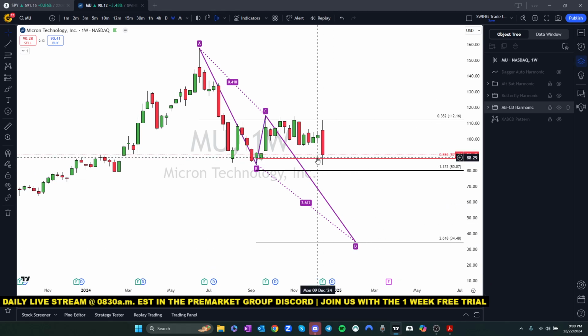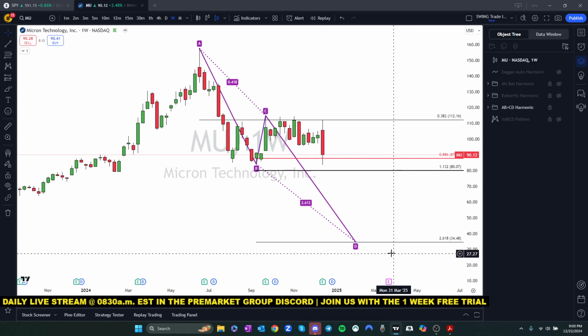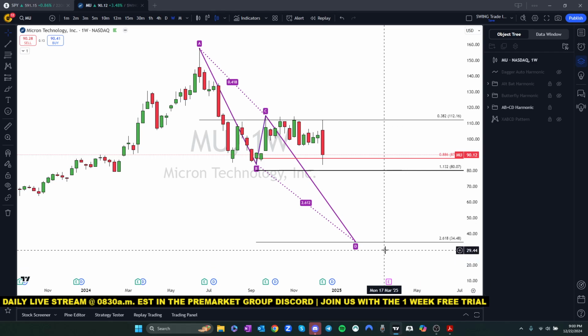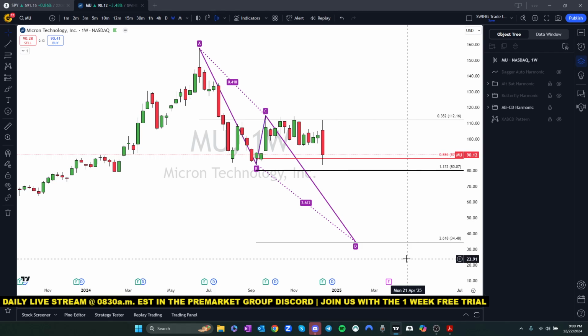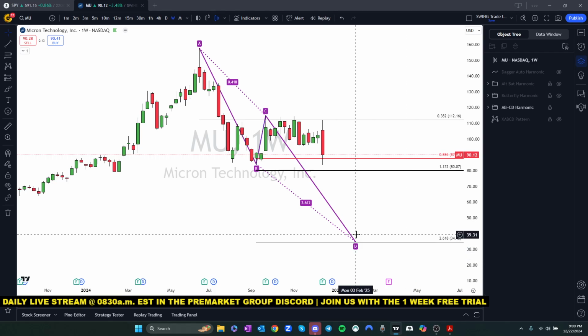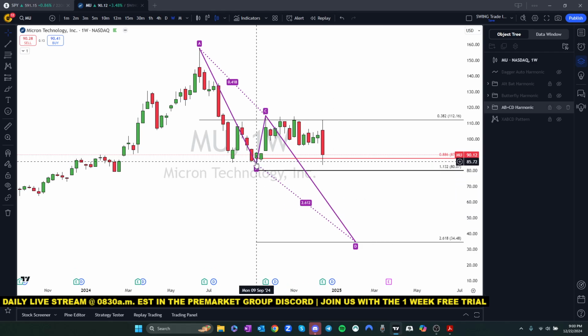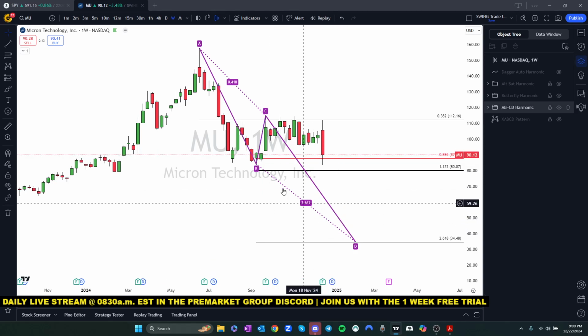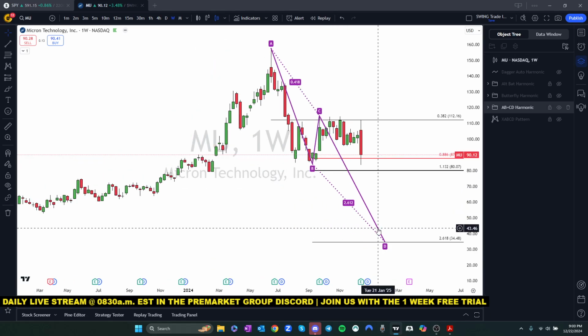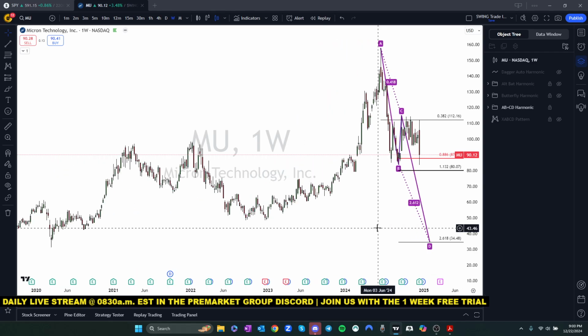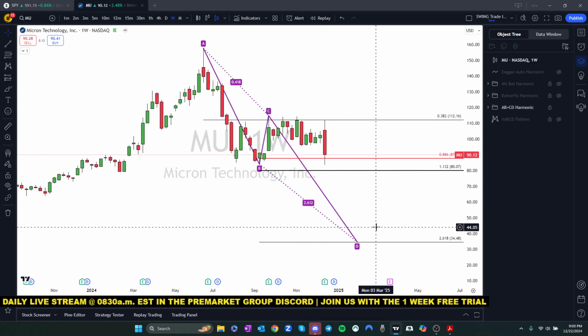So we're trading at $90, and I know it sounds crazy, but this projection's down at 34 bucks. That would take a huge hit for Micron. I personally hope that never works out. But it can. It certainly can. I hope it doesn't, but it can.